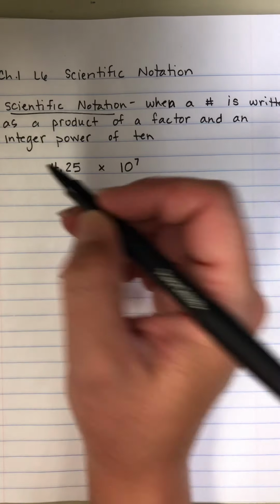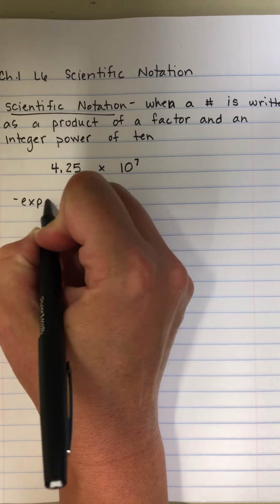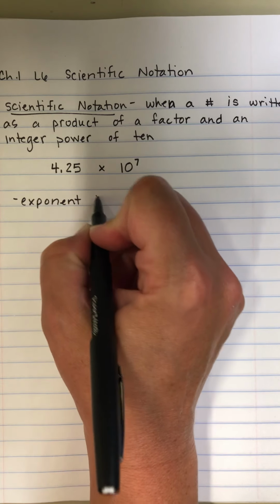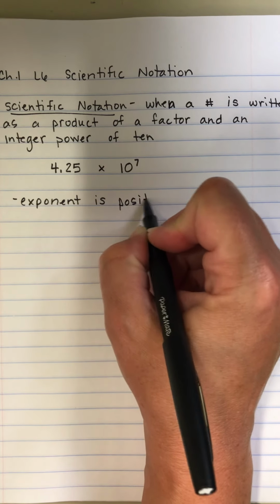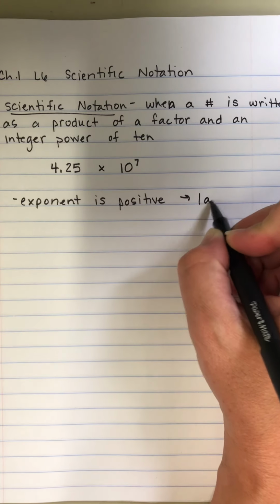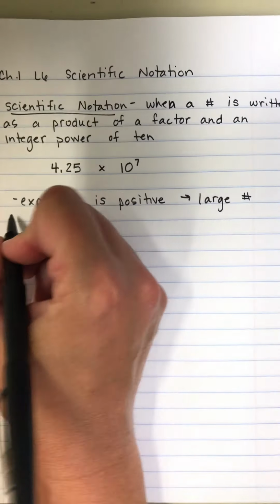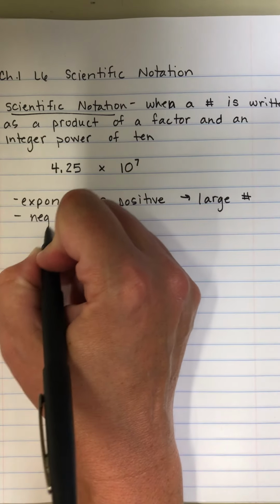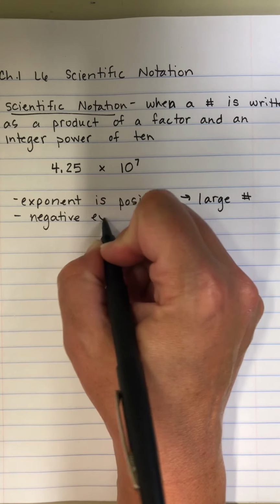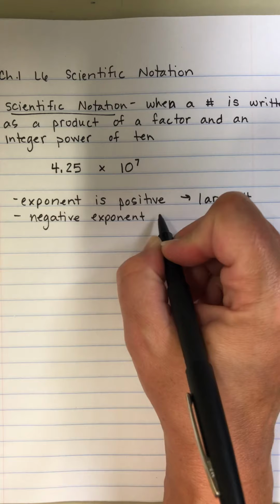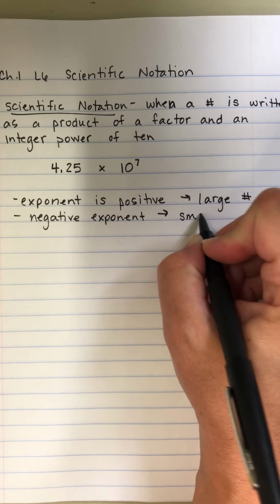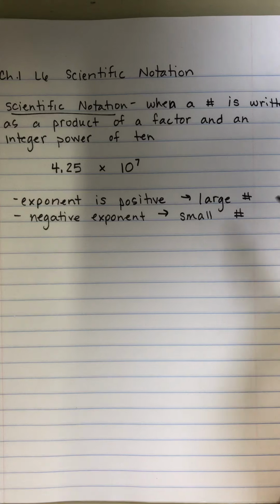Couple other things. If the exponent is positive, that means you're talking about a very large number. And then opposite, a negative exponent means you're talking about a very small number. So a very, very large number would be like the distance between planets. A very, very small number would be the measurement of an atom or something on a cellular level.